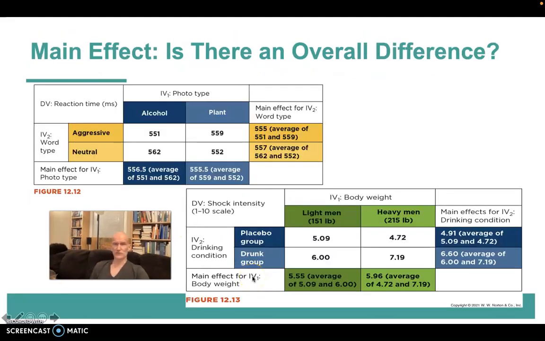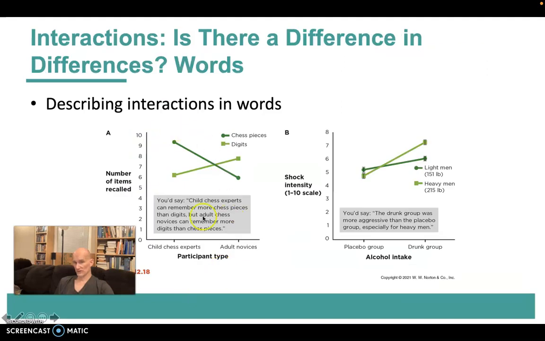In a different situation, you could say something like, alcohol makes people more aggressive, especially heavier guys compared to lighter guys. That would describe this interaction. Or in this study, remember the chess children study, you'd say child chess experts can remember more chess pieces than digits, but adult chess novices can remember more digits than chess pieces. That describes this particular interaction.